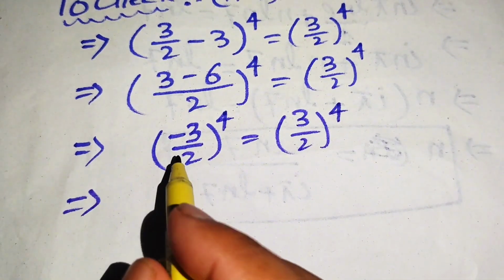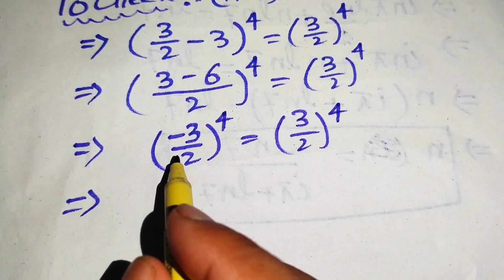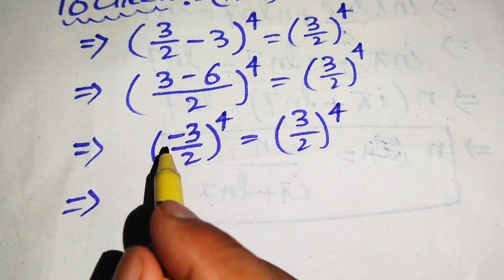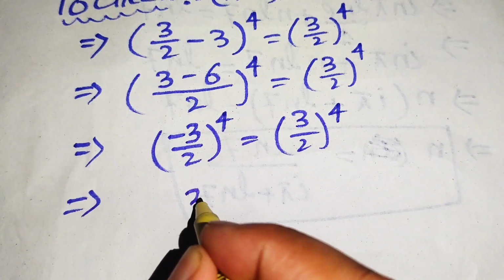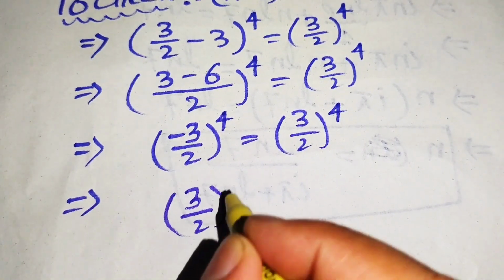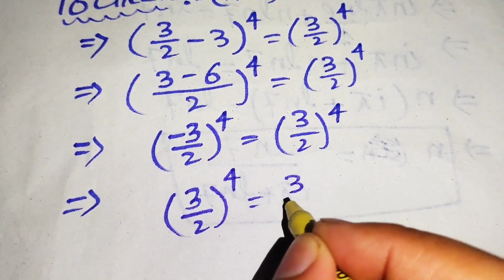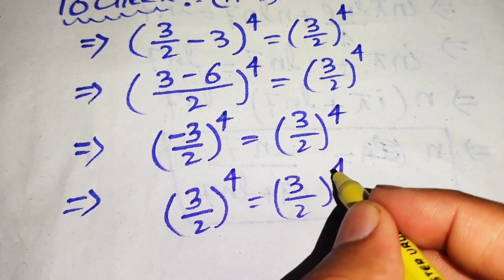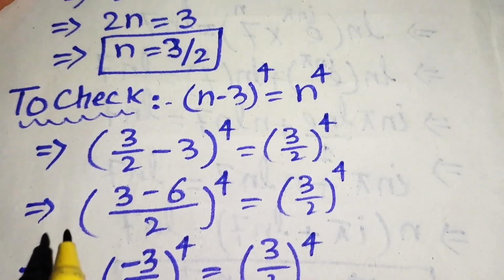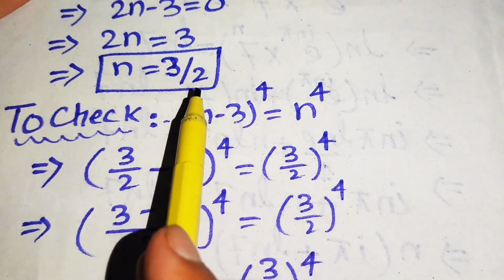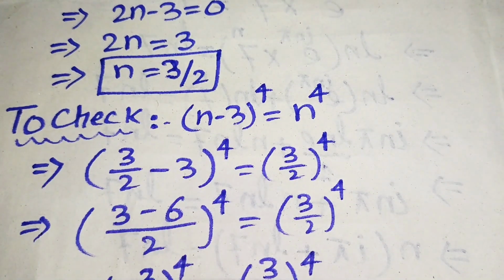Here we know that if you have a negative term and its exponent is an even number, it becomes positive. So we write it as (3/2)^4 = (3/2)^4. This shows that the left hand side equals the right hand side. It means that n = 3/2 satisfies our given question statement, and this is the final answer.